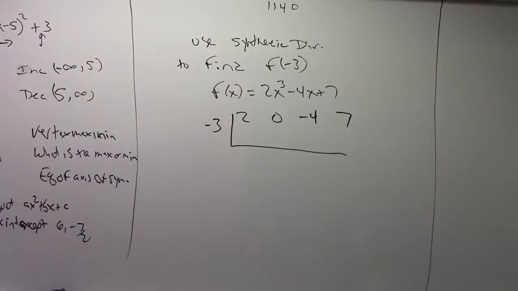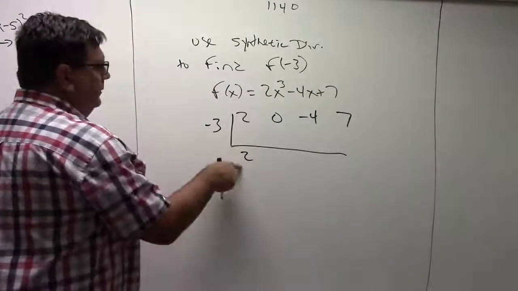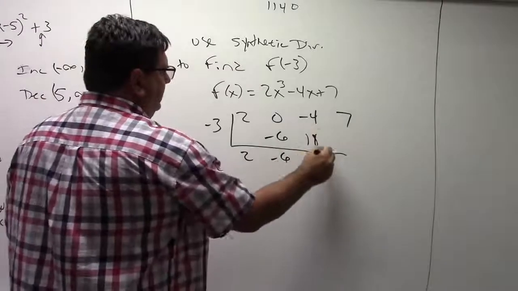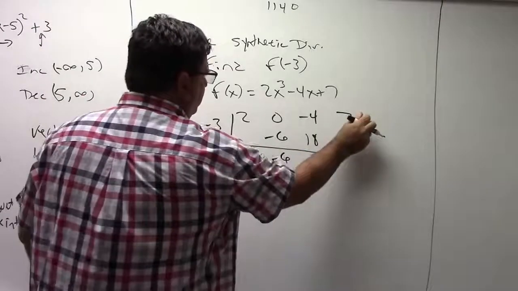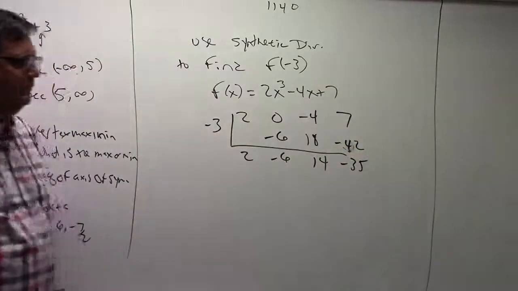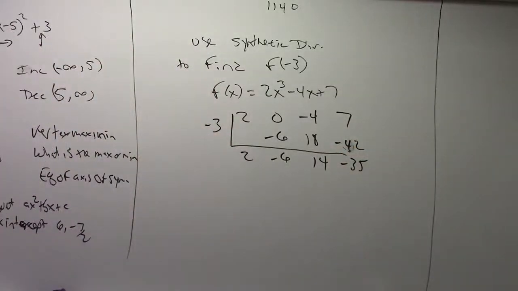Why am I putting the 0 there? Oh wait, you're in statistics, you don't know. Wrong course. Why am I putting the 0 there? There's not an x squared. So we got the 2 here. We got -6, -6, 18, 14, -42, -35.